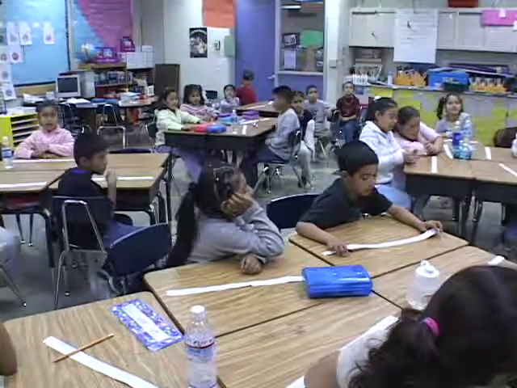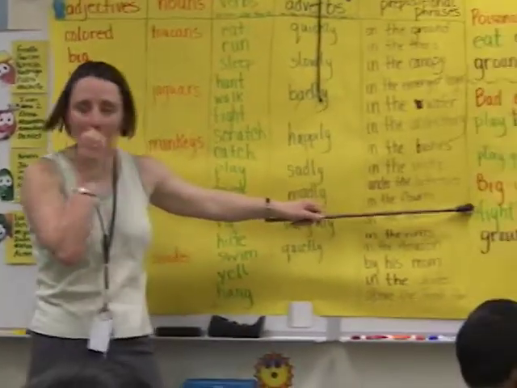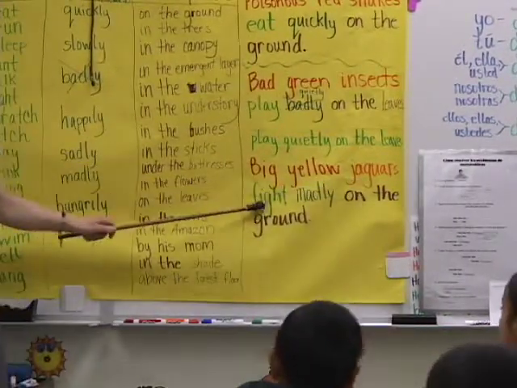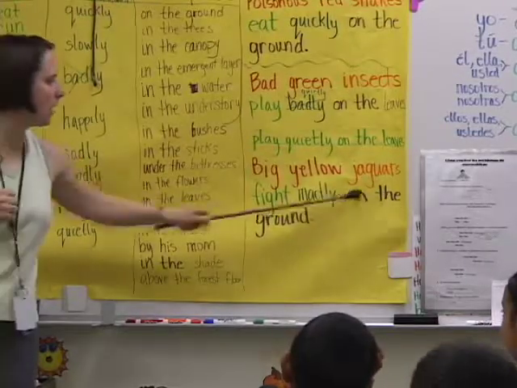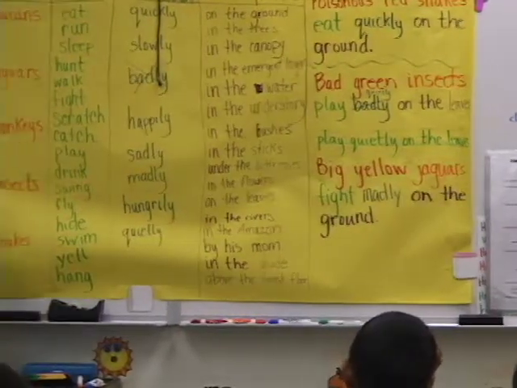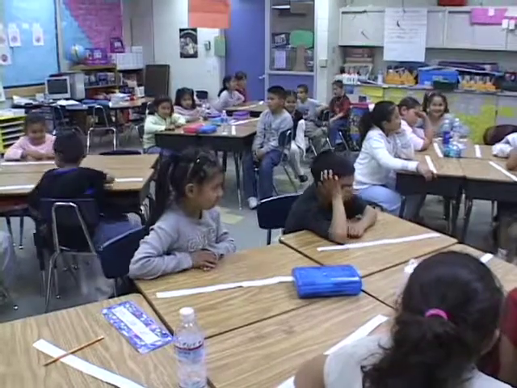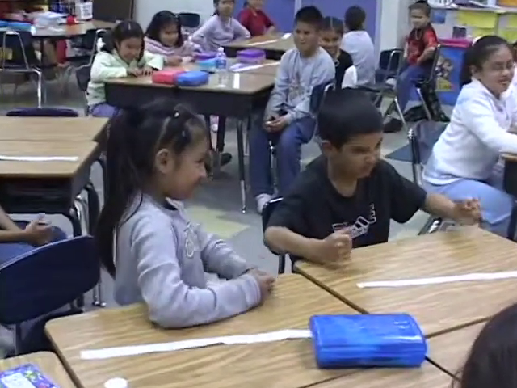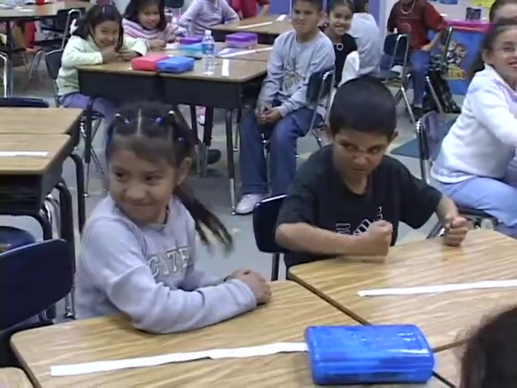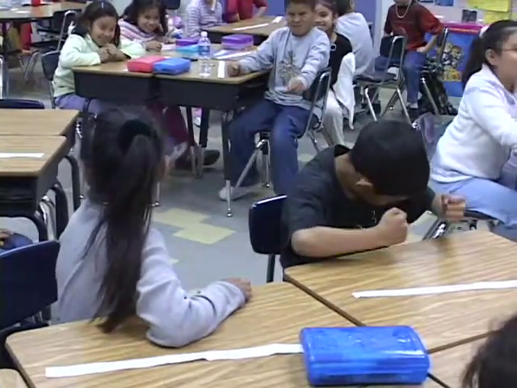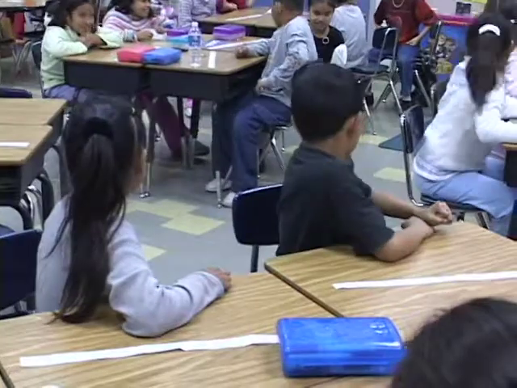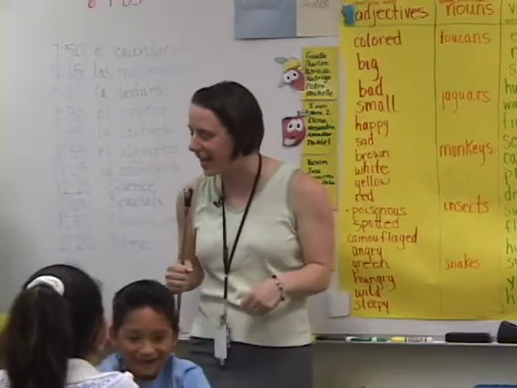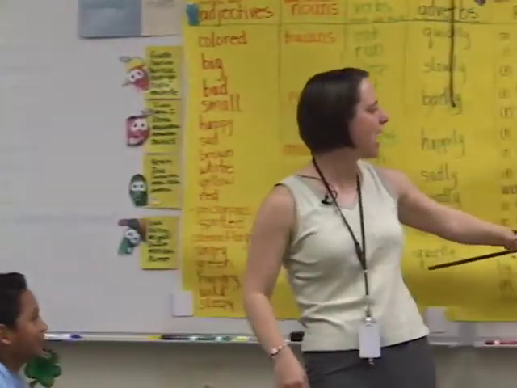All right. So here's our sentence. Can you read it with me? Big yellow jaguars fight madly on the ground. Excuse me, show me madly. Madly. You don't look very mad. Oh, Pedro's got a good mad look on his face. Luis, oh, you guys, you're good. Harleen, you don't look very mad. You got a big smile on your face. Okay, excellent. So mad's like, grrr, right? You're mad. Okay, so fight madly.